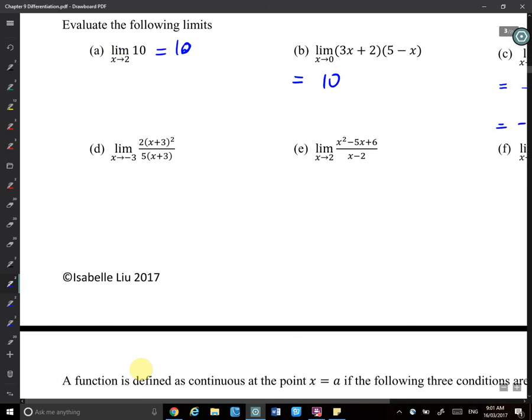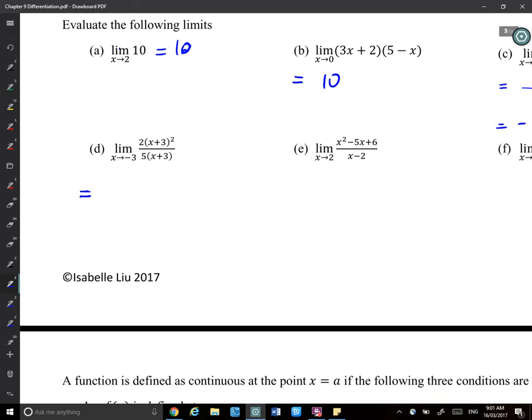Okay, next one. Can we directly substitute for this one? No. The denominator will be 0 if you put -3 in. So I cannot directly substitute. I need to do something to this function first.